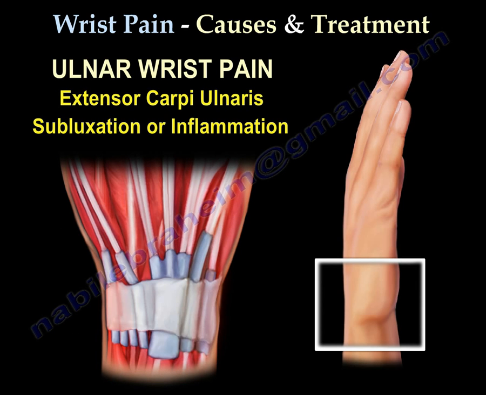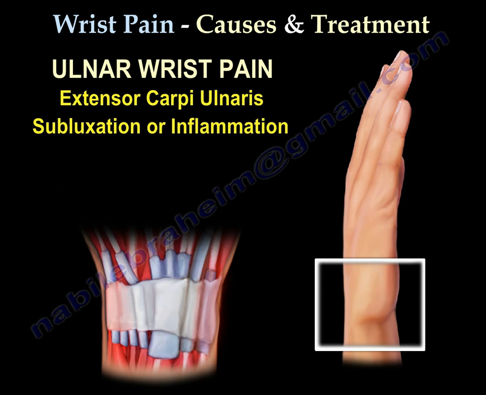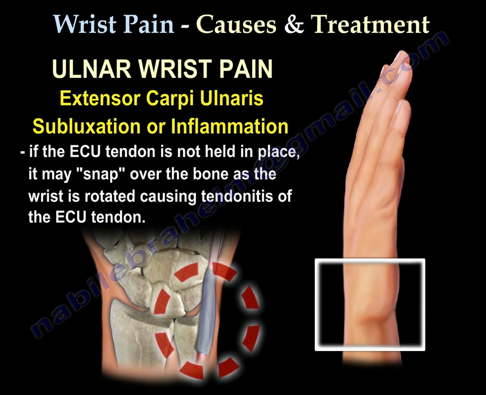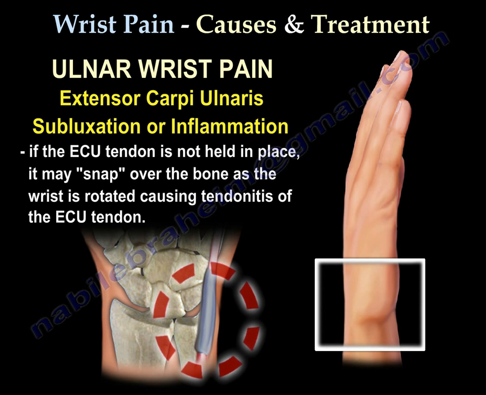Extensor carpi ulnaris subluxation or inflammation. Snapping of that tendon is a condition due to the extensor carpi ulnaris tendon sliding in and out of its groove. This snapping over the bone as the wrist is rotated will cause tendonitis and pain on the ulnar side of the wrist.